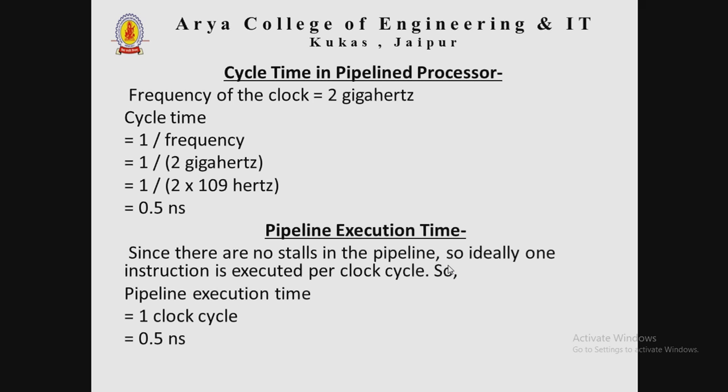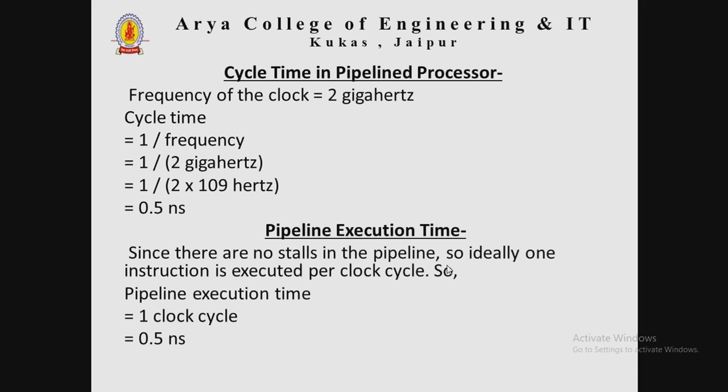Moving to the next part, cycle time in the pipeline processor. The frequency of the clock is 2 GHz. Again we know the cycle time is 1 divided by frequency. Converting the value of giga equal to 10 raised to power 9, we get the cycle time in the pipeline processor equal to 0.5 ns.